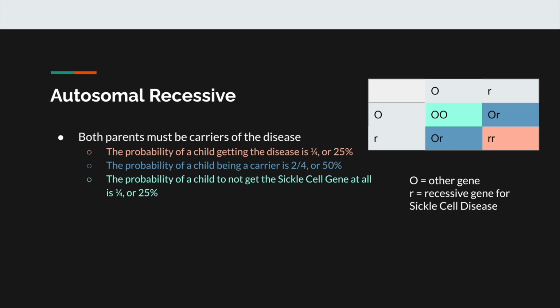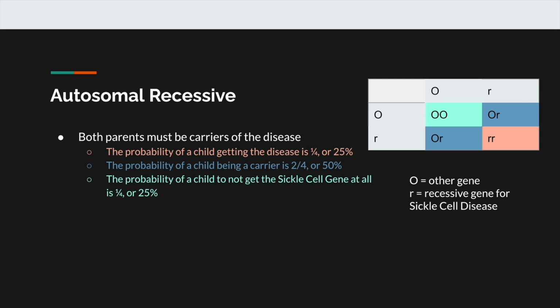You can see on the right I have the little chart there. So O means other gene, little r means the recessive gene for sickle cell disease, and then the colors correlate. So the probability of a child to not get the sickle cell gene at all is 1 in 4, or 25%, as you can see in the top left with the teal, blue, green color. In the blue color, we have the probability of a child being a carrier is 2 in 4, or 50%.